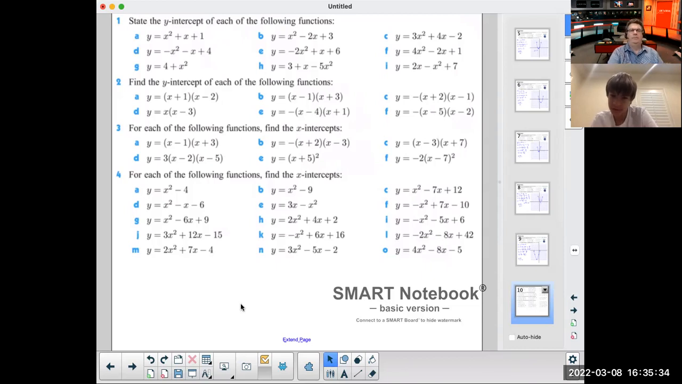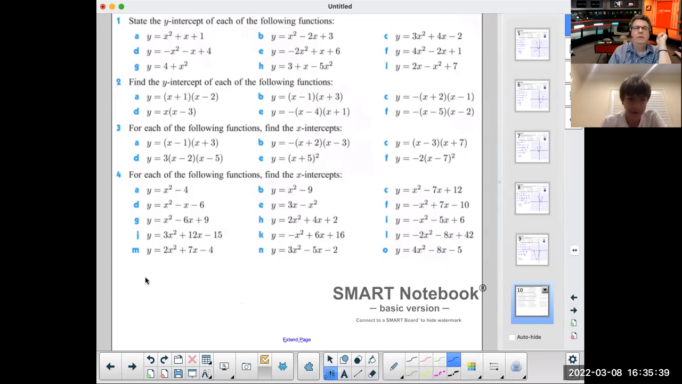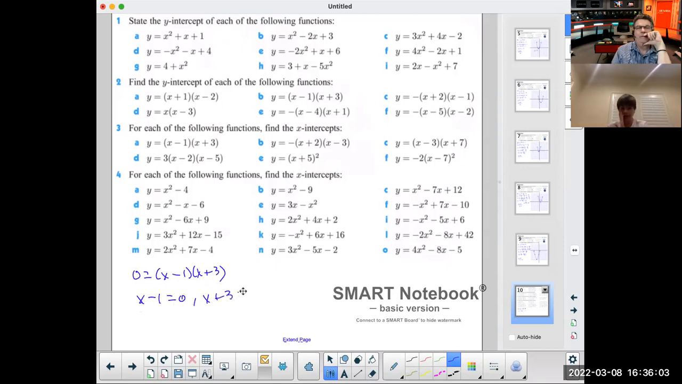Let's do the first one. All right. So 0 equals x minus 1, x plus 3. This is just like you factored a quadratic, isn't it? And then what do you do with each factor? You subtract. You do the opposite. x equals 1, and x equals -3.